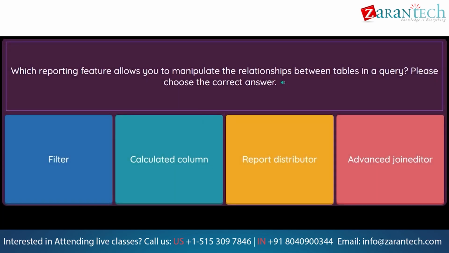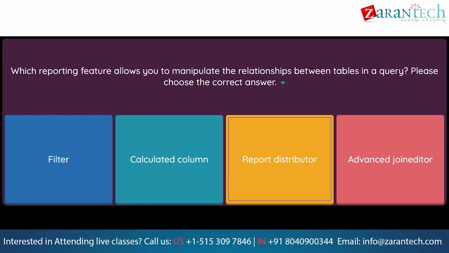Question: which reporting feature allows you to manipulate the relationships between tables in a query? Please choose the correct answer. Option 1. Filter. Option 2. Calculated column. Option 3. Report distributor. Option 4. Advanced join editor.